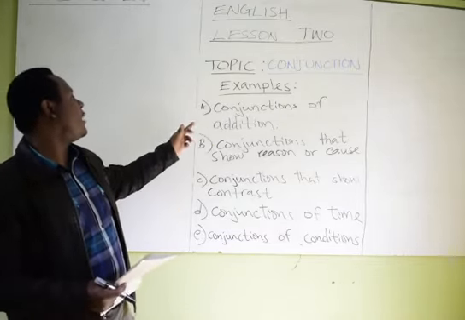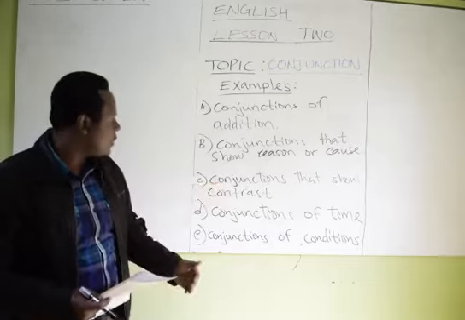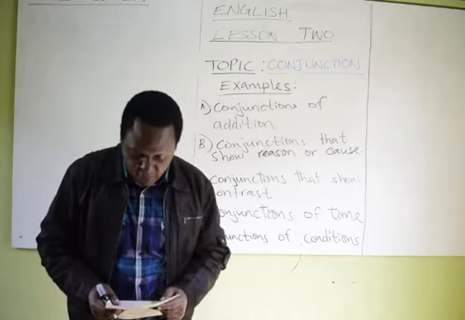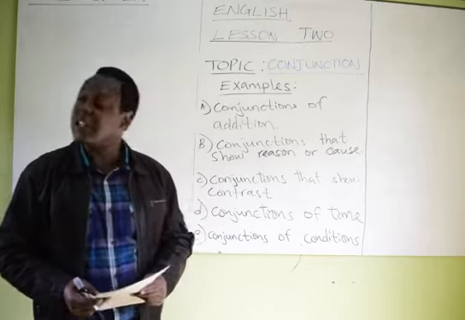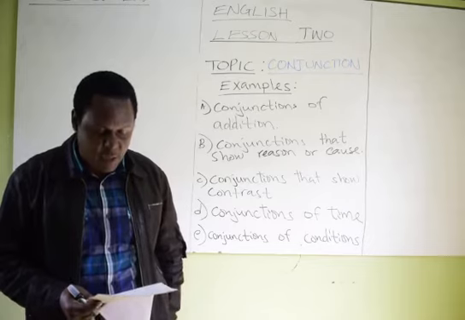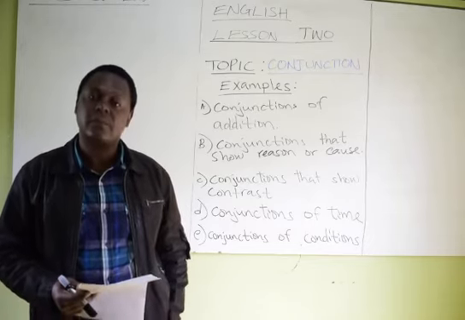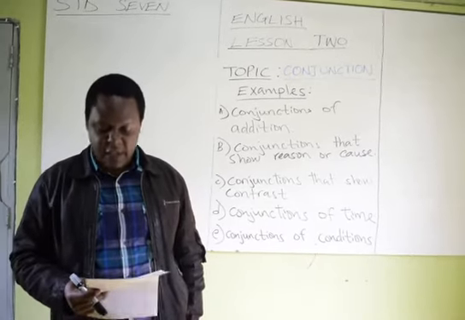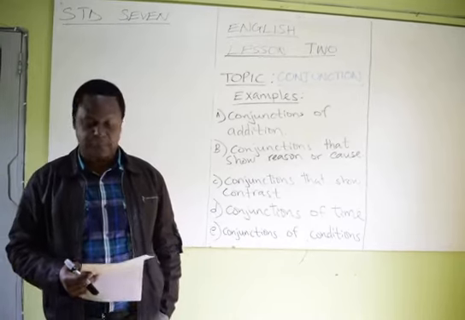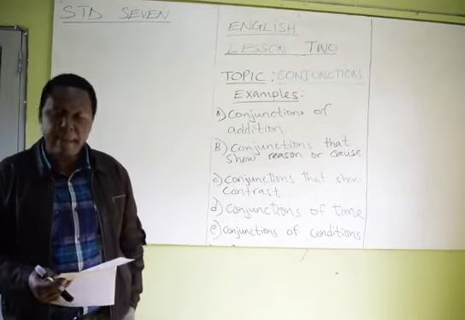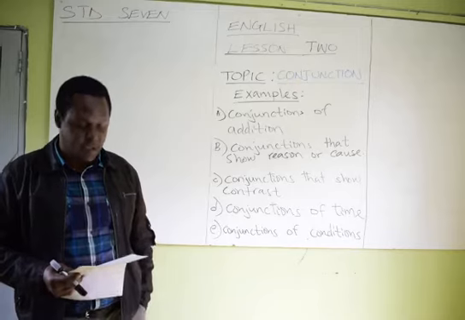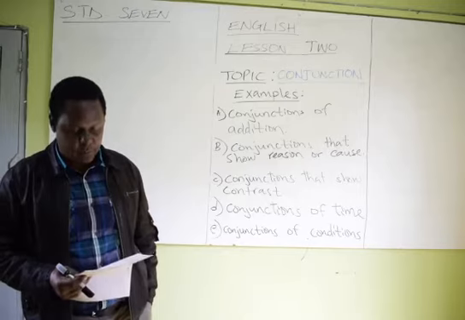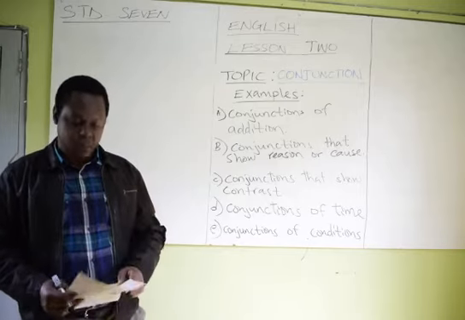While in the first area, conjunctions of addition are giving additional information, in the third area, conjunctions of contrast are giving opposing information. Examples of such conjunctions include although, however, but, nevertheless, yet, regardless, in spite of, despite, yet, and even though. Let us put them in sentences.